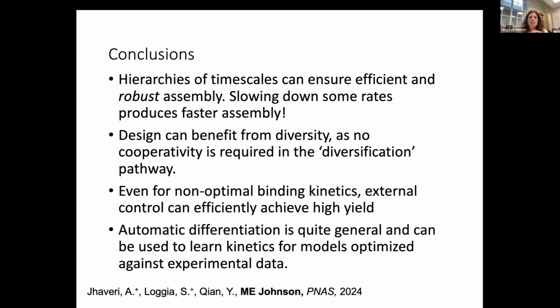The design of these pathways can really benefit from diversity in your subunits. You don't have to assert that there's any cooperativity and things getting faster as you get bigger. And these external protocols work well, even if there's nothing optimal about the binding kinetics, which is not necessarily something that evolution selects for. And then finally, as we show in this paper, this same framework can be used if you have experimental data and you want to learn the kinetic parameters from it, the AutoDiff framework.